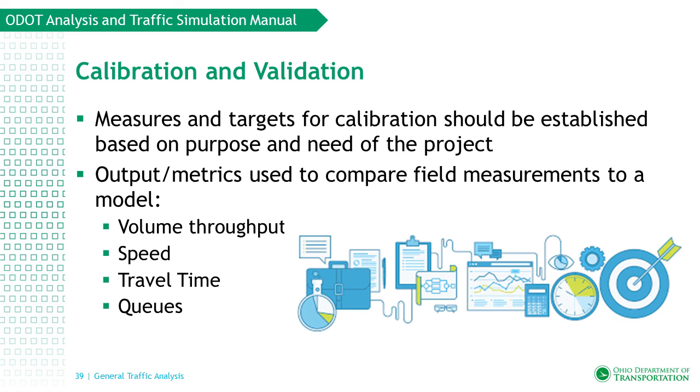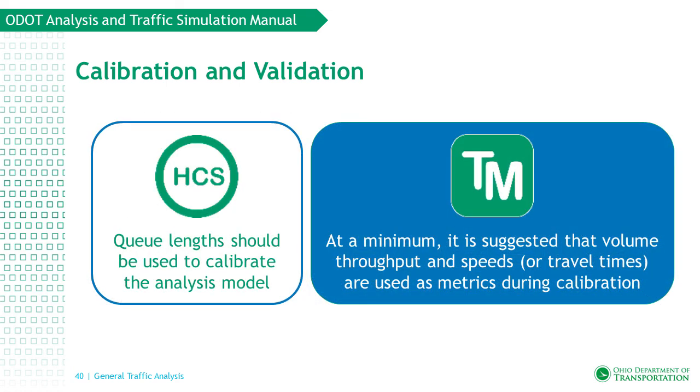The measures selected for calibration and their targets for model calibration should be established based on the purpose and need of the project. The following lists provide outputs and metrics that should be used to compare against the field measurements to determine if a model is properly calibrated. Volume throughput, speed, travel time, queues. For HCS analysis, it is recommended that queue lengths be used to calibrate the analysis model. At a minimum, it is suggested that the volume throughput and speeds or travel times are used as metrics during Transmodeler model calibration.